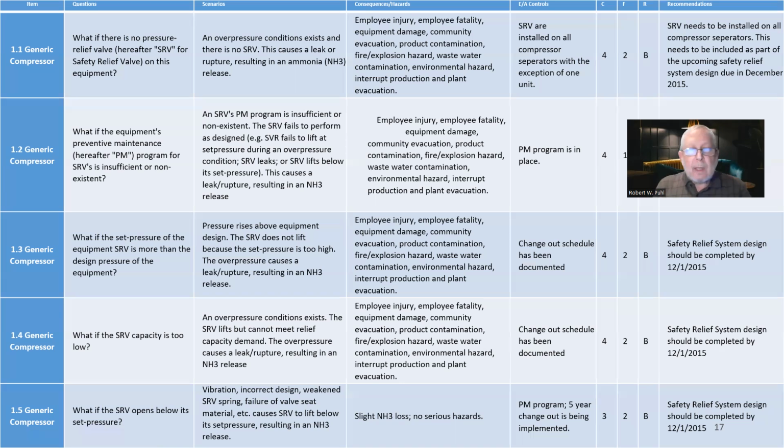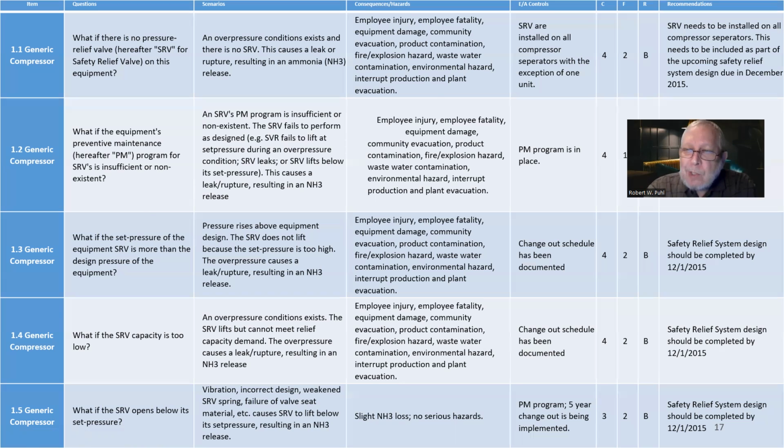All right, let's look at 1.3. Again, generic compressor. What does generic mean? In other words, it's not an ABC compressor or a specific type, it's just generic for all compressors. So the scenario, or this other question, is: what if the set pressure of the equipment safety relief valve is more than the design pressure of the equipment?